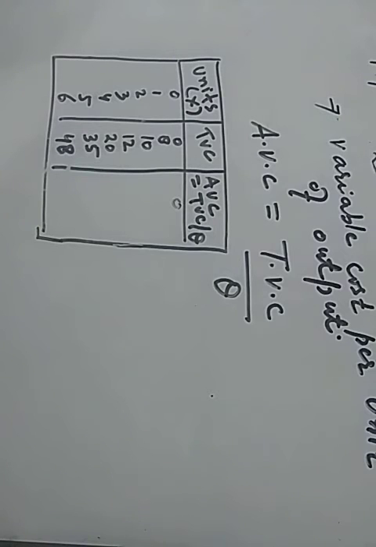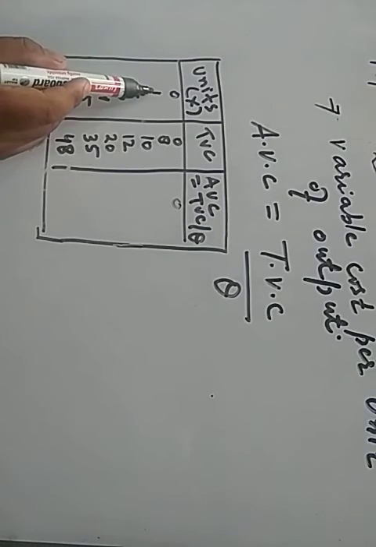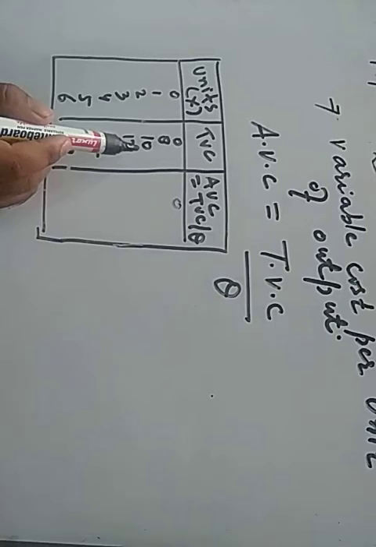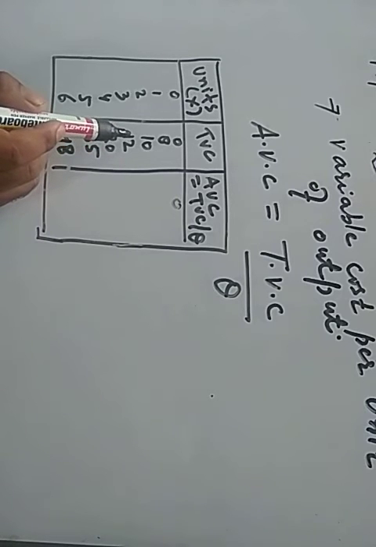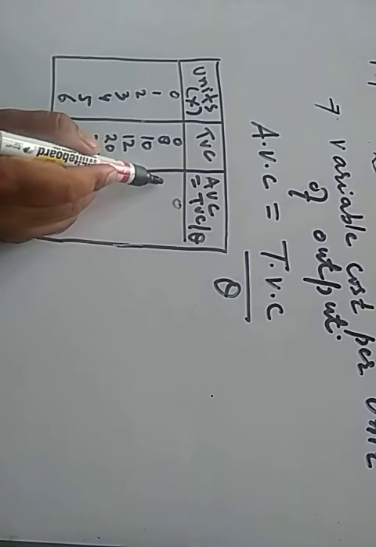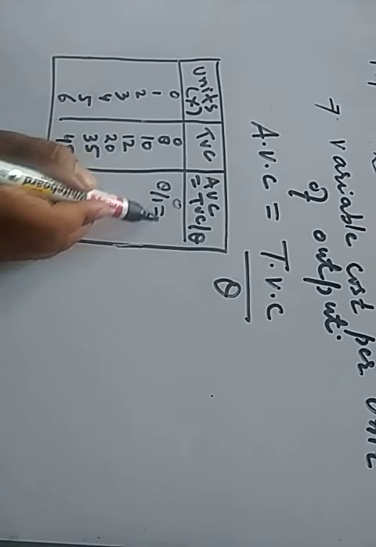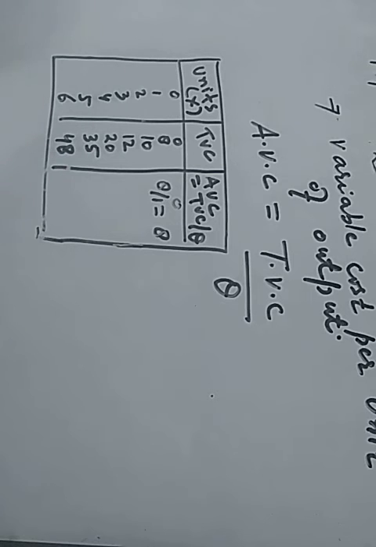And when the producer produces 1 unit of commodity X, total variable cost, that is cost of raw material and cost of labor, is equal to 8 rupees, and units of output produced is 1, so it will be equal to 8 for the first unit.